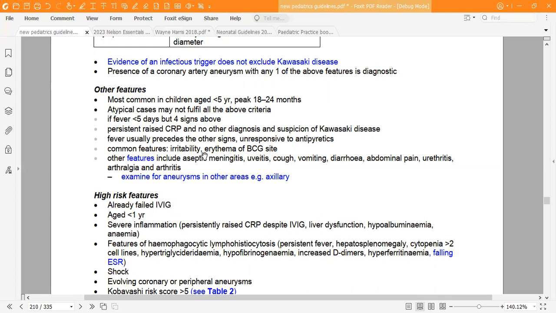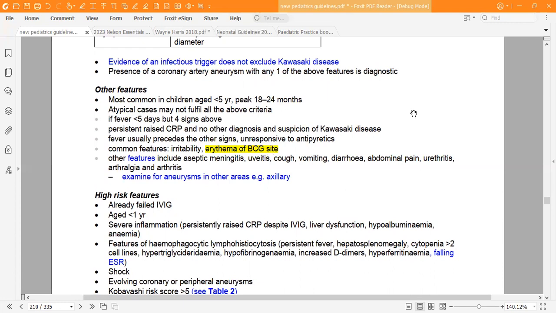So this is a tricky point. If you find the BCG injection site is erythematous, and you are suspecting Kawasaki, this is considered to be a feature of Kawasaki disease as well. Other features include aseptic meningitis, uveitis, cough, vomiting, diarrhea, abdominal pain, urethritis, arthralgia, and arthritis. So in Kawasaki, we have arthralgia and arthritis as well. All these are considered to be other features of Kawasaki disease.